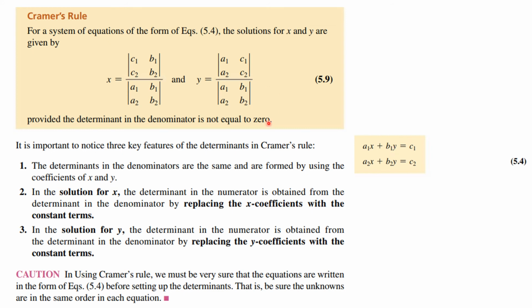And of course the denominator can't be 0. If the denominator is 0, you have to resort to other techniques. There is not a unique solution, and Cramer's rule cannot be used.